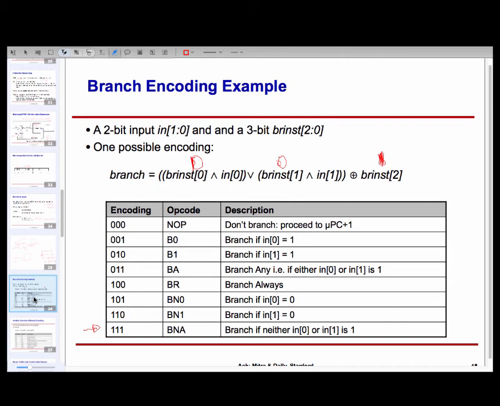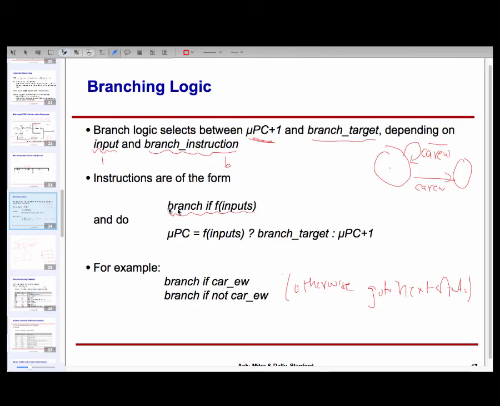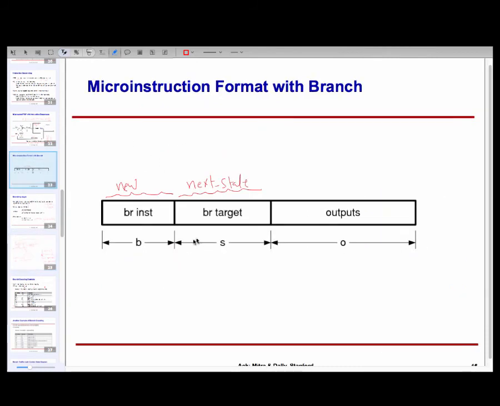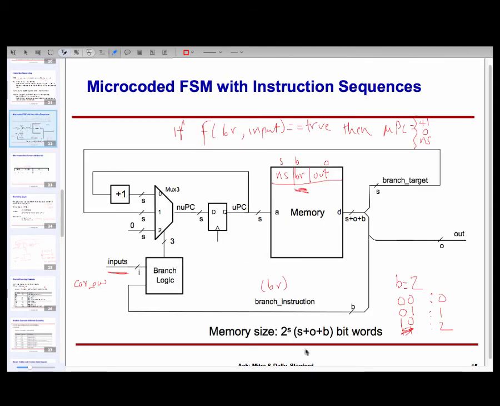Now, have I still addressed my problem of still needing S bits? I still haven't gotten rid of that possibility. I still need S bits of branch target, which is still painful. But nevertheless I gained. Going back out here, my memory size is 2 to the power S plus O plus B, whereas originally my memory size was 2 to the power S plus I times S plus O.